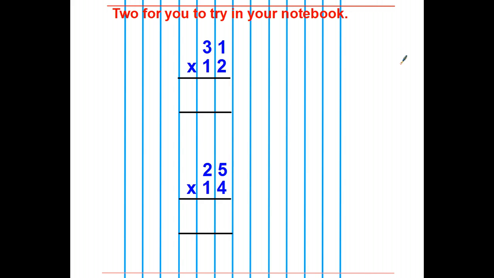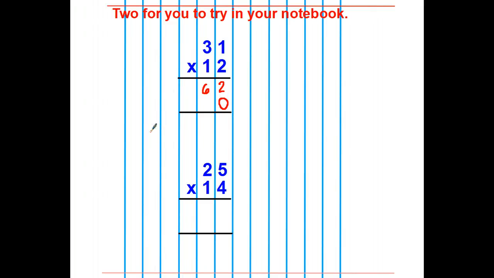So now, here are two for you to try in your notebook. Let's take it one step at a time. The first step of 31 times 12 is to do 31 times 2. Take care of that real quick. Okay, and that's what your notebook should look like right now. And I'll give you just a second to do the next really important step. There it is. You need to put your 0 in, so let's do that. Okay, now your next step is to do 31 times 10.